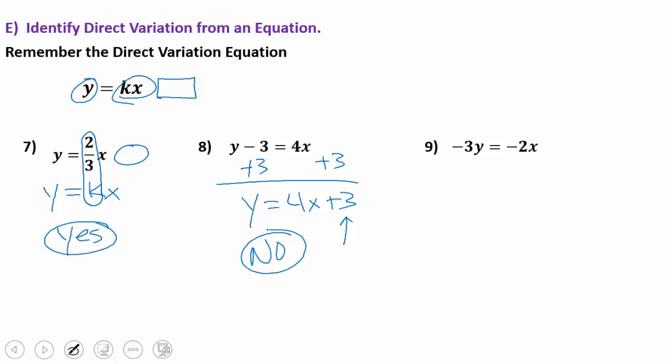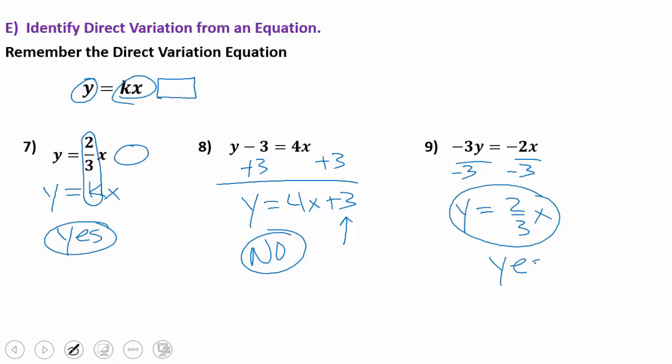Number 9, negative 3y equals negative 2x. Again, solving for y, divide by a negative 3, y would equal 2/3 x. Well, that's exactly like number 7 after we solved it. So yes. And this is only 3 examples.